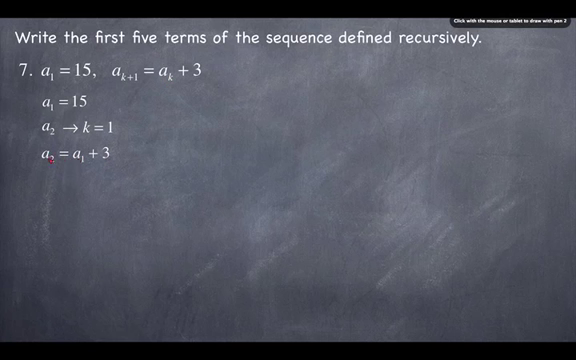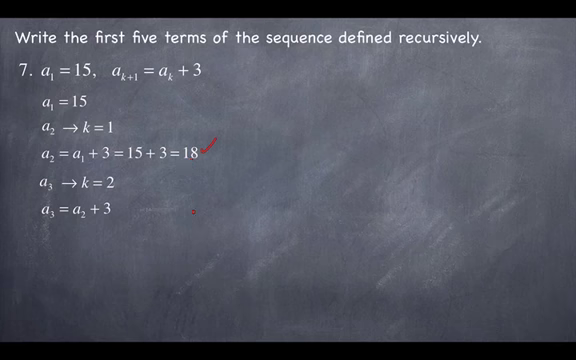Now, how do we find a sub 2? A sub 2 is whatever a sub 1 is plus 3. A sub 1 was given to us, that was 15. That's why a sub 2 is 18. Let's find a sub 3. To find a sub 3, we need to let k equal 2. Once we substitute k equals 2, notice that it becomes a sub 2, and we get the following. I know that a sub 2 is equal to 18. Substitute, and that's how I get 21 for a sub 3.